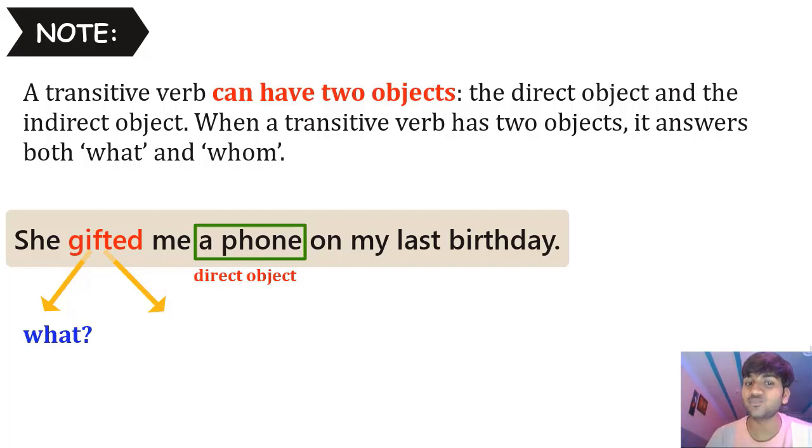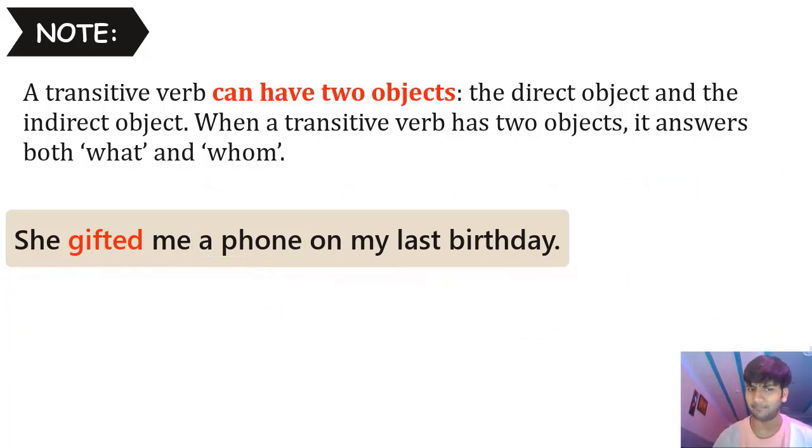So she gifted what? A phone. She gifted whom? Who receives the direct object, who receives the phone, who it is for. That is for me, right? Me is the indirect object. She gifted what? A phone, direct object. For whom? Me. So she gifted me a phone.